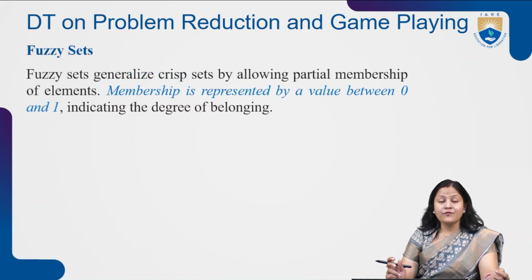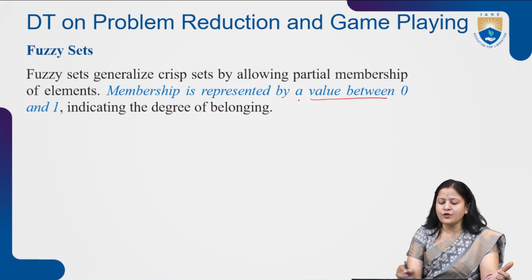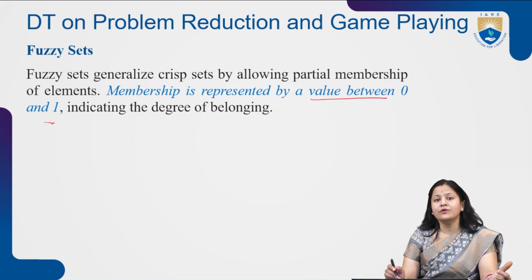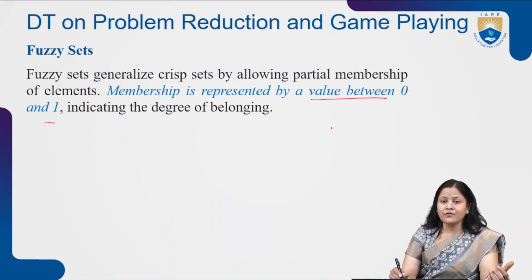The next one is the fuzzy sets. Fuzzy sets generalize the crisp set by allowing partial membership of elements. Membership is represented by a value between 0 and 1, indicating the degree of belonging. Just now I discussed in fuzzy logic, a fuzzy set is a generalization of the crisp set. In a crisp set, the values are fixed, either 0 or 1, whereas in a fuzzy set, the value ranges between 0 and 1, meaning 0.1, 0.2, up to 0.9, then 1.